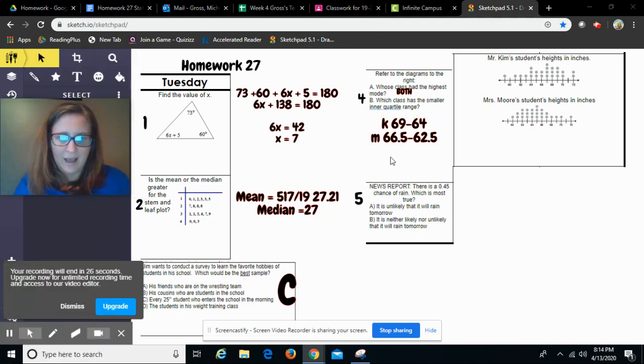The last question, news report. There's a 45% chance of rain. Which is most likely true? Is it unlikely, or neither likely nor unlikely? Well, it's 45%. 50% would be equally likely, so 45%. The answer here would be A. It is unlikely.